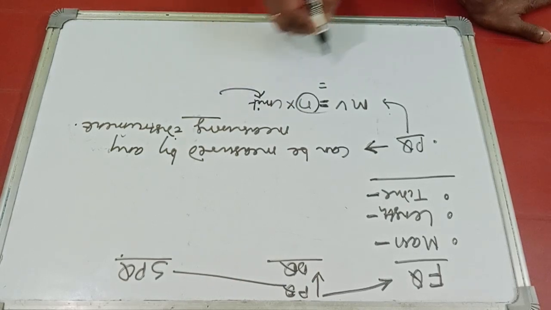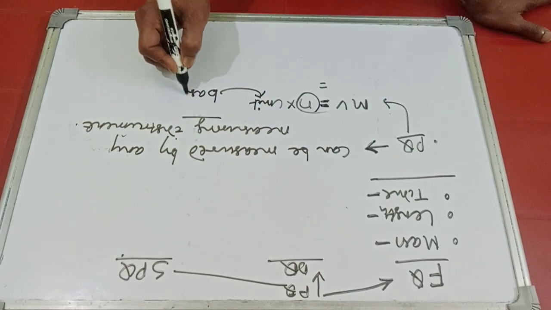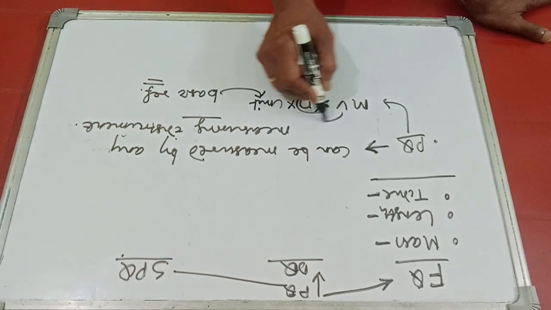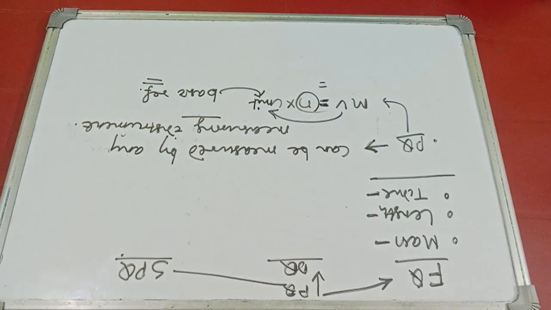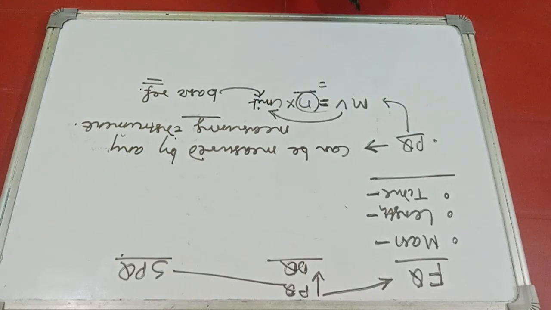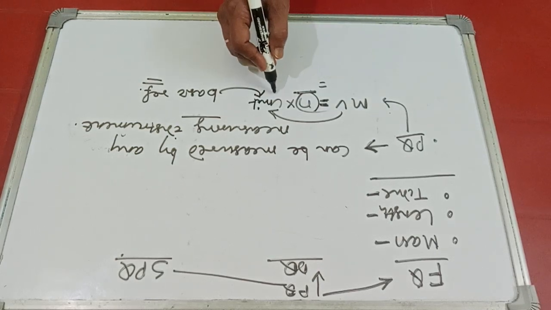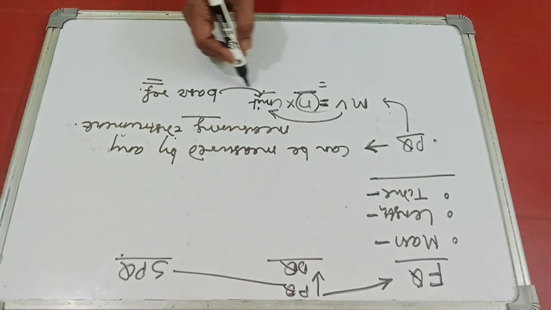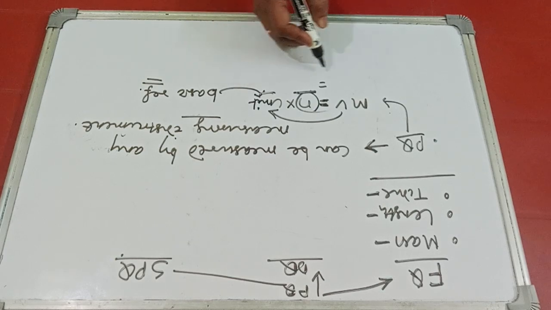Unit is some basic reference value, and measurement is a comparison with this basic reference, and this shows how many times it is bigger or smaller than this basic reference. This basic reference is termed as unit.